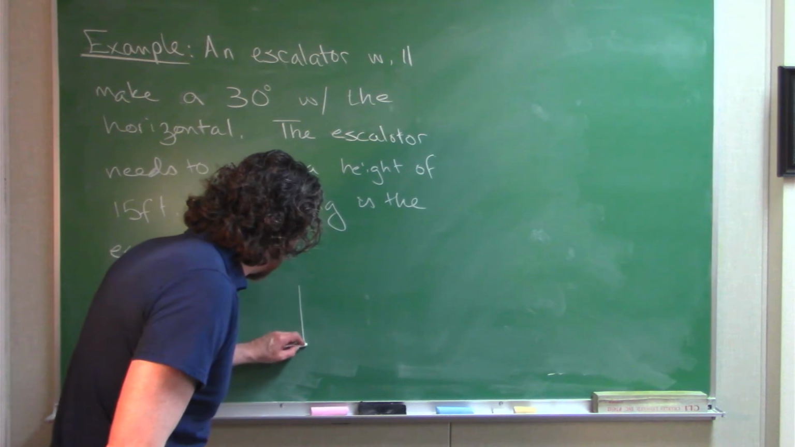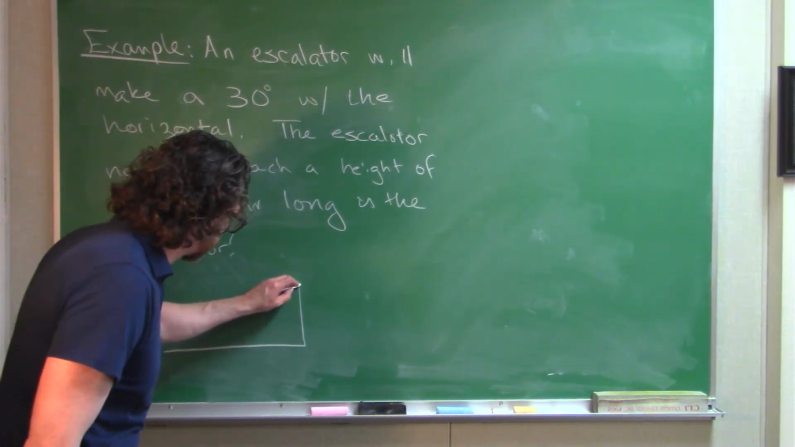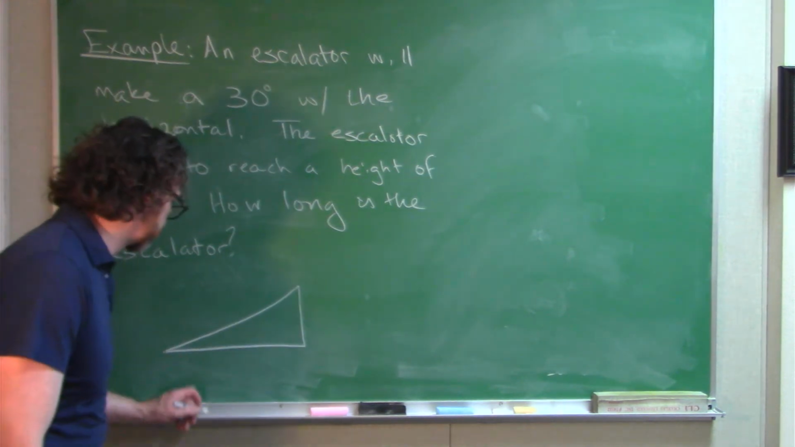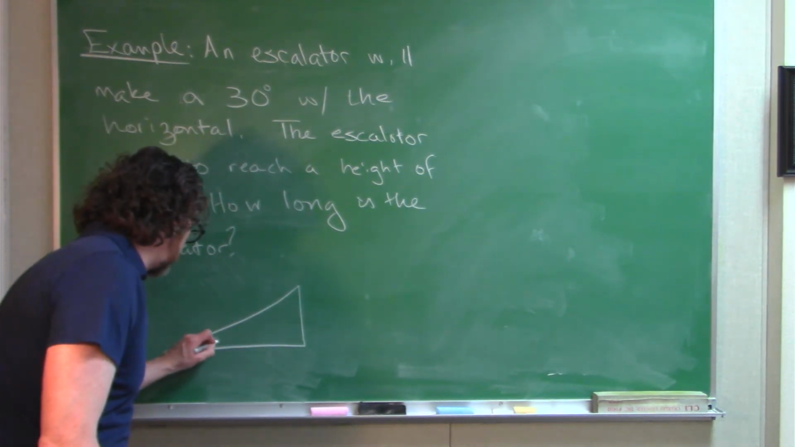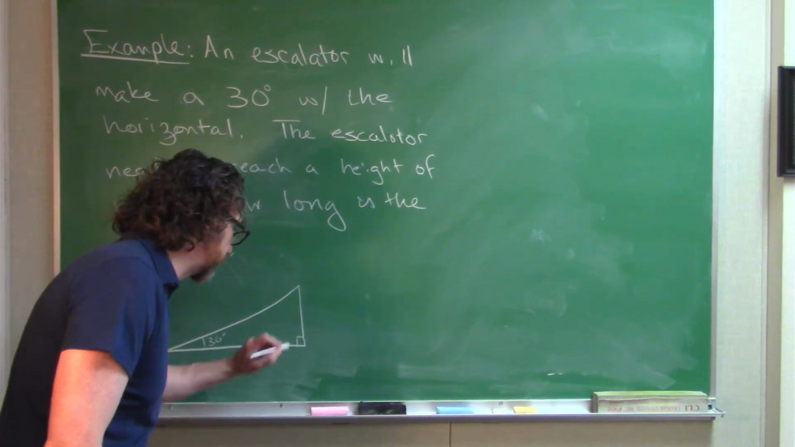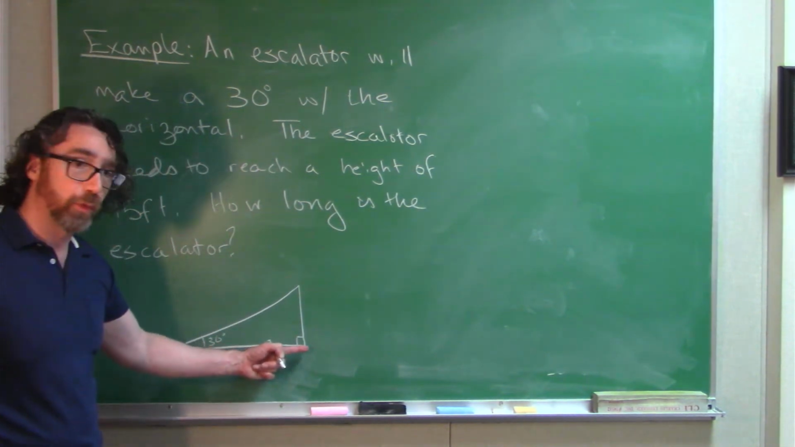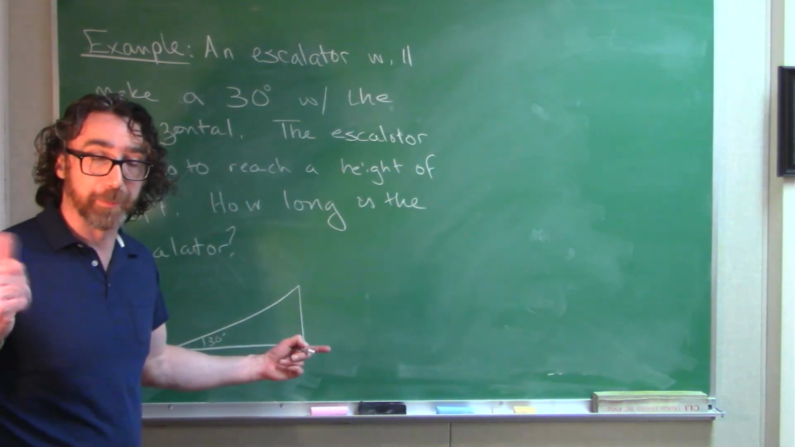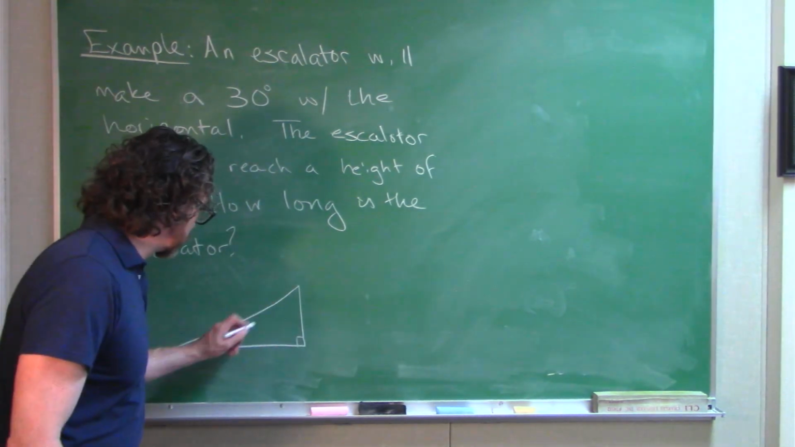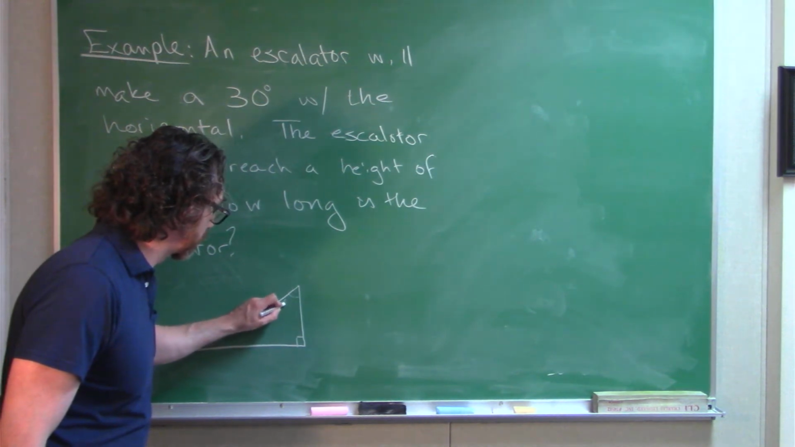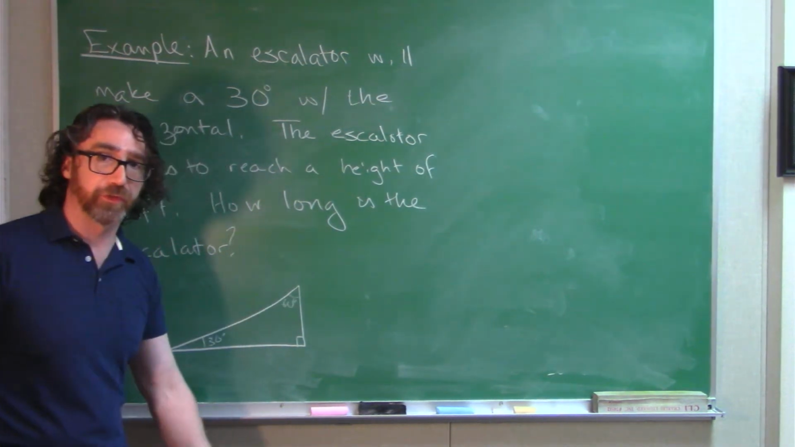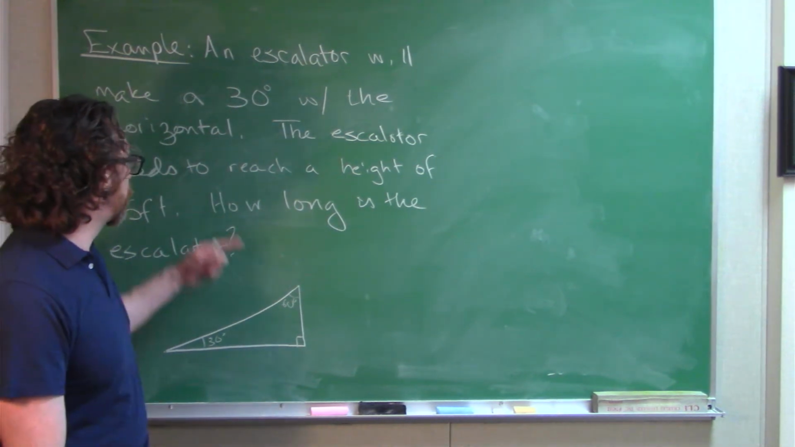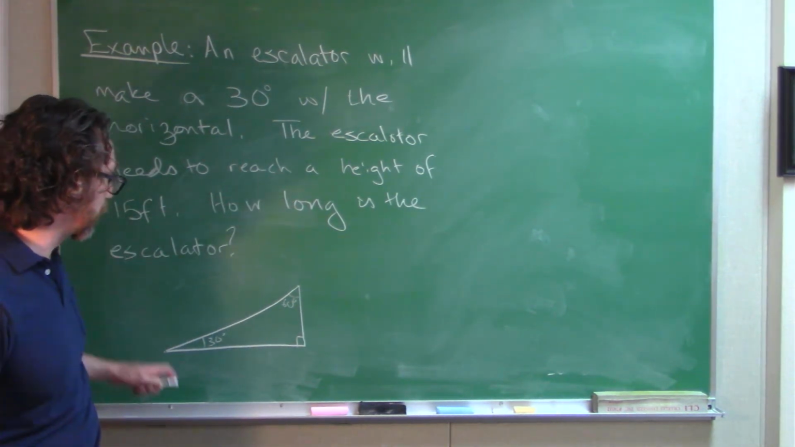So this is the schematic that we're looking at right here. Okay, this hypotenuse, that represents the escalator. This angle is 30 degrees. This angle is 90 degrees, because that's the floor. This is the height we need to go up to. So those two are perpendicular. They make a 90-degree angle. Since these two angles have to be complementary, that means we've got a 60-degree angle right there, 30, 60, 90 triangle. Now we are told that the escalator needs to reach a height of 15 feet.